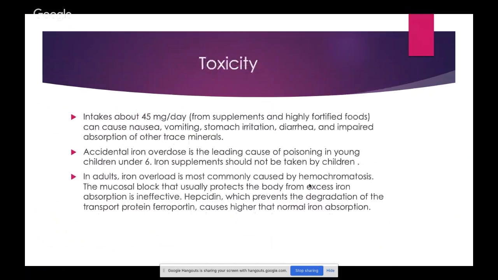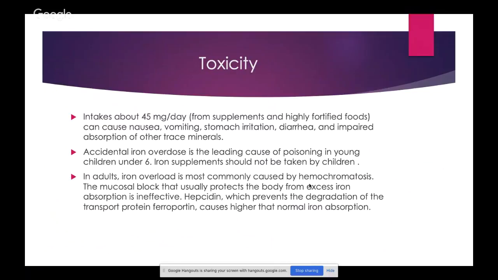Toxicity. Actually, the toxicity of iron is really more noticeable in children under 6, but the UL for that is 45 milligrams a day. The symptoms can be anywhere from nausea, vomiting, stomach irritation, diarrhea, and impaired absorption of other trace minerals as well. So you may not be getting all the nutrients that your body needs because you have too much iron.